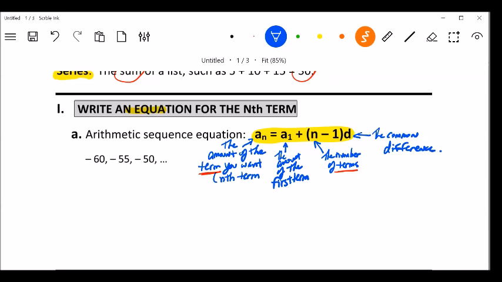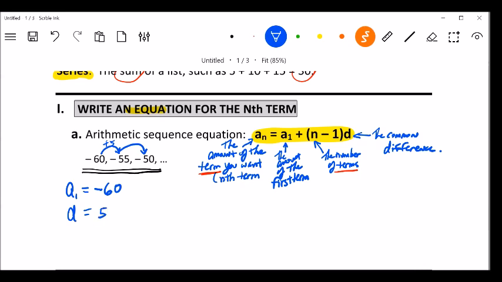Let's use this sequence here to make the equation that matches it. What we see is that the first term is indeed the one that comes first. And we also see that the difference is the amount that we need to go from -60 to -55, and then the same amount to get to the next number, -50. So it looks like that's 5 each time, and it's a positive 5.